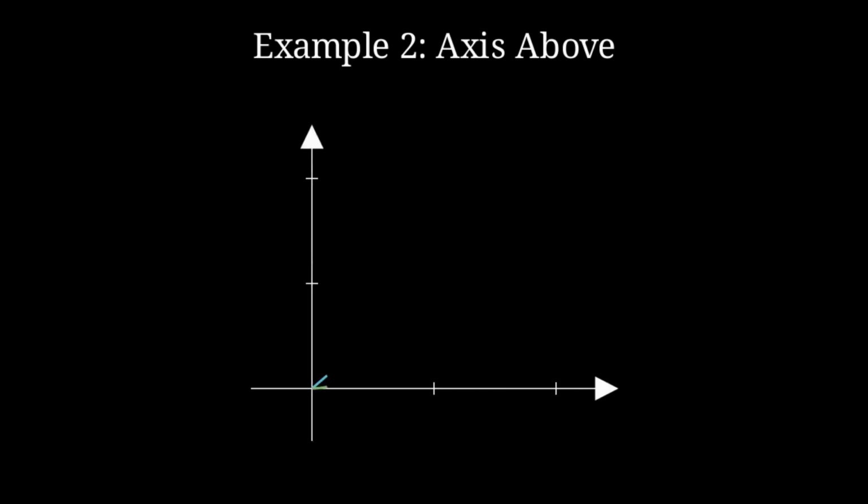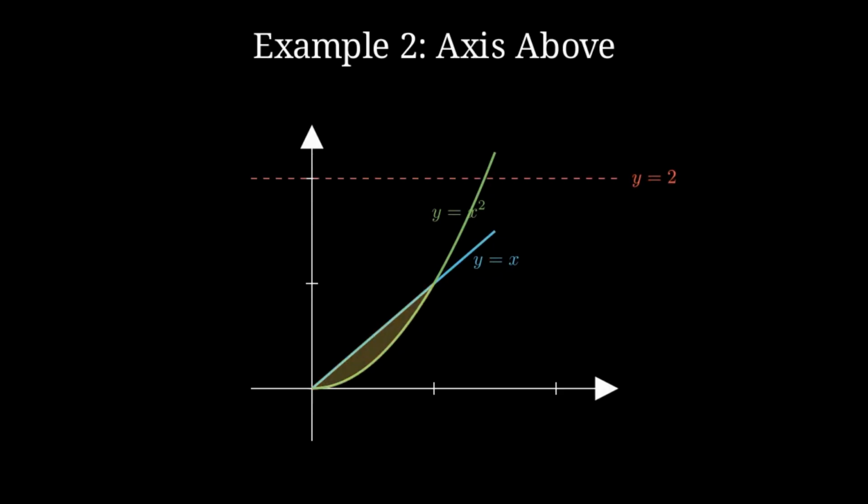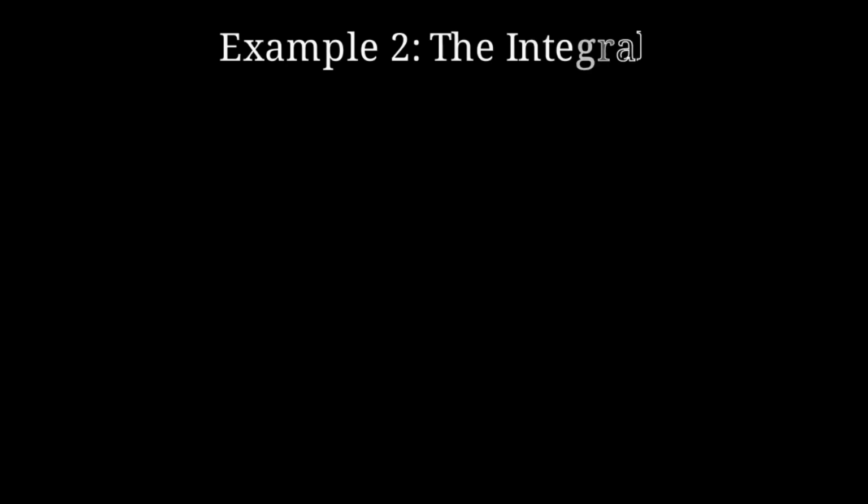Now let's try an example where the axis is above the region. We rotate the area between y equals x and y equals x squared around the line y equals 2. In this interval, x is the upper function and x squared is the lower function relative to the x-axis. Setting up our integral from 0 to 1, we square our radii.